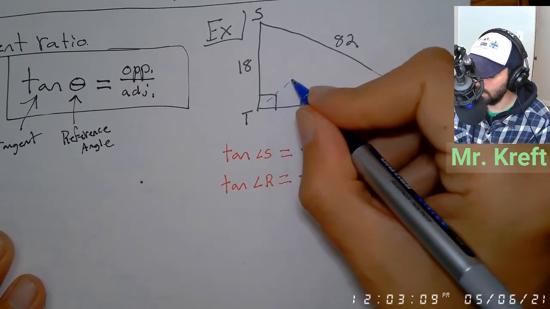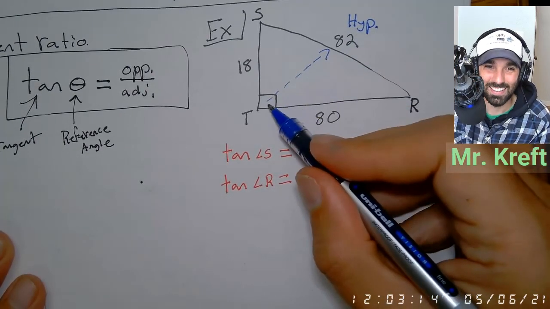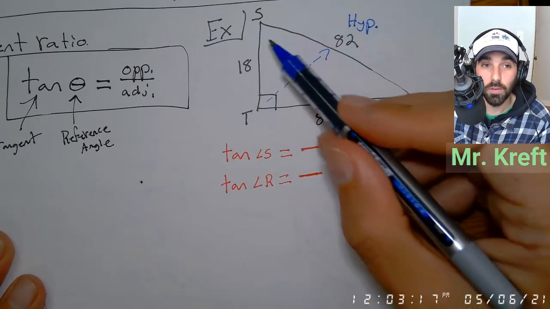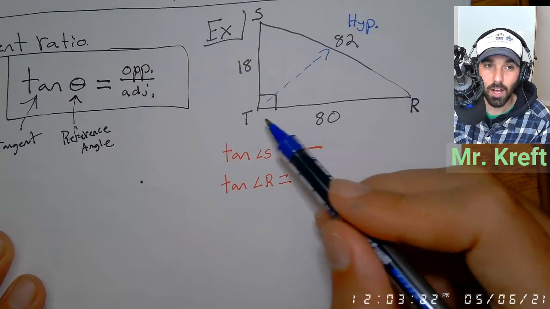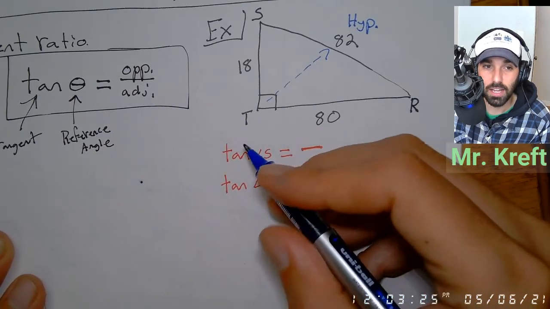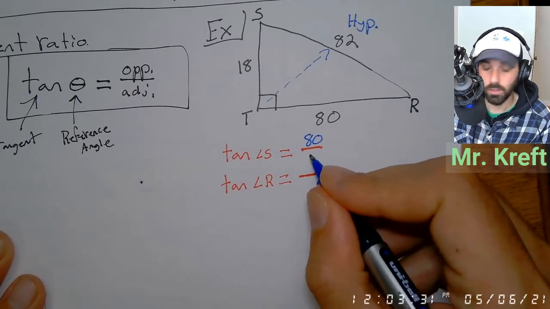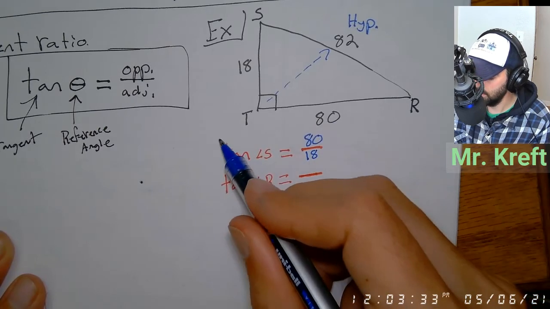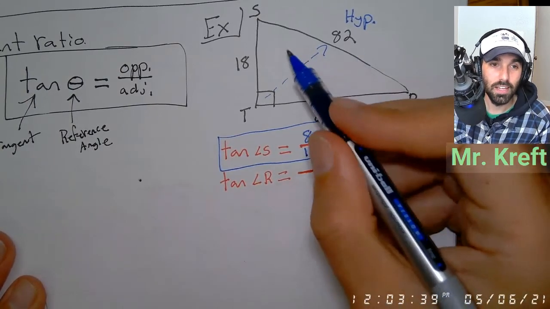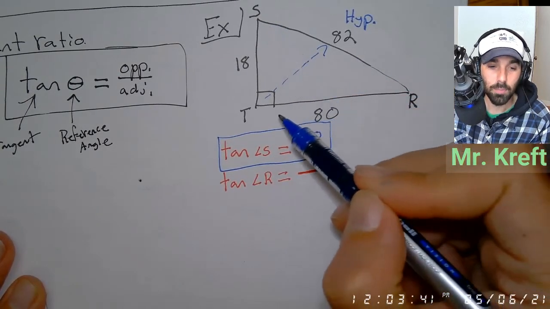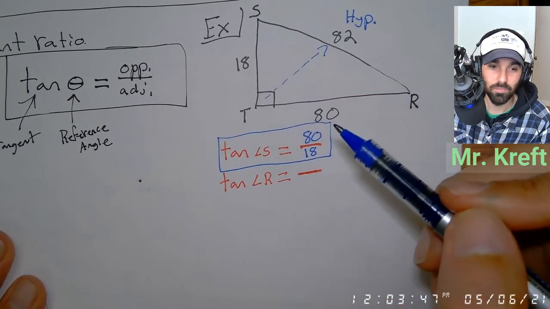The first thing, as always, is that across from the 90 is my hypotenuse. So if I am angle S, then this side down here is my opposite. And tangent of angle S would be the opposite side over the adjacent side. You guys see how that works? So tangent of S would be the opposite side over the adjacent side.